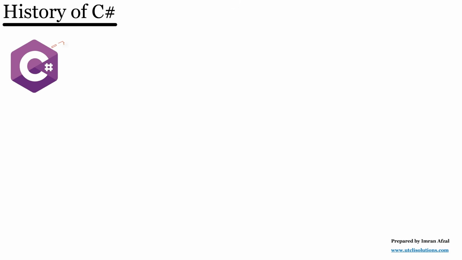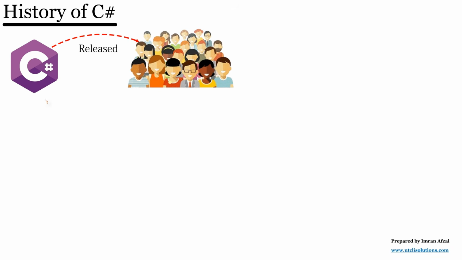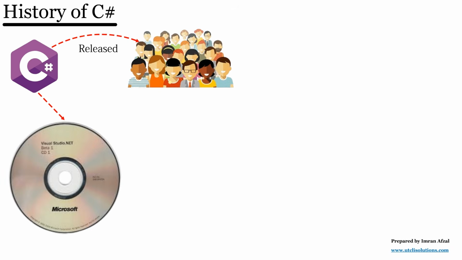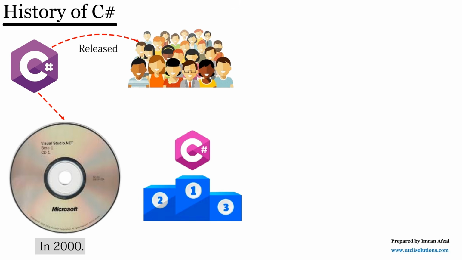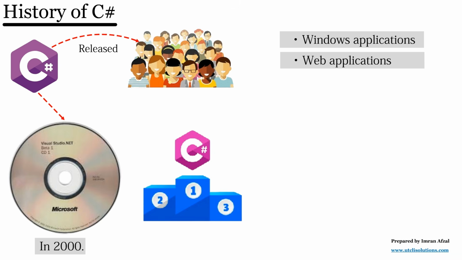C Sharp was first released to the public as part of the Microsoft Visual Studio .NET Beta 1 program in 2000. Since then, it has become one of the most widely used programming languages in the world, particularly for building Windows applications, web applications, and enterprise software.